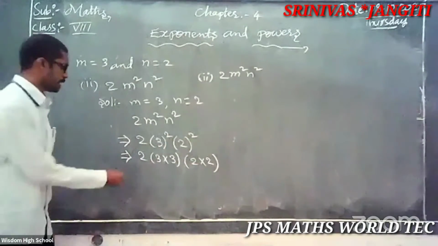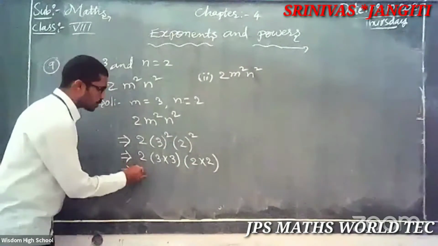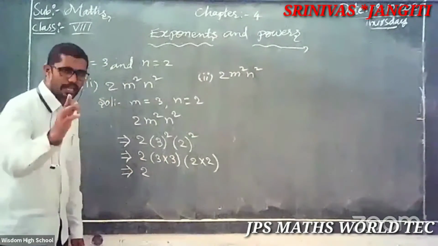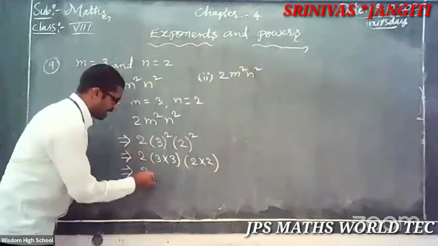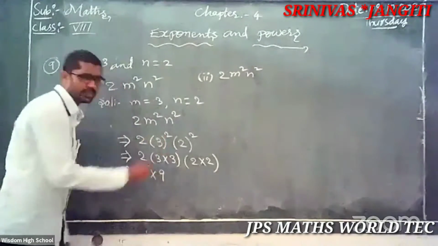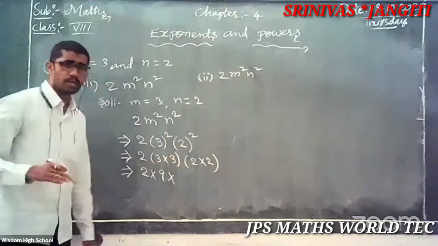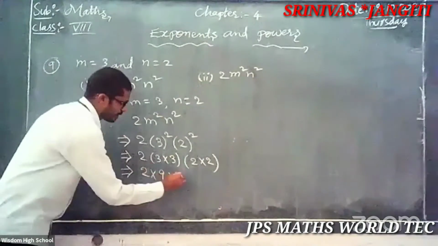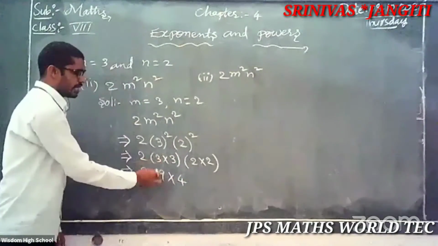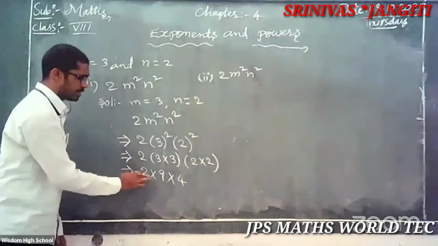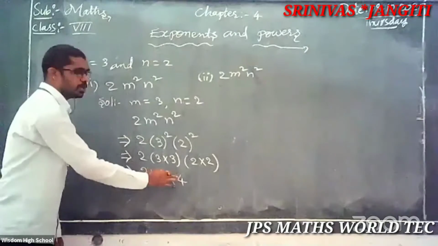That's why. Then the next point, what is here? 2 times 3 threes. What is the result? 3 threes are 9. Yes, very good. So 2 times 9. Okay. Then after times, what is here? 2 twos are 4. Yes. Very good. So 3 threes are 9, and 2 twos are 4. Finally, what is here? 2 times 9 times 4.